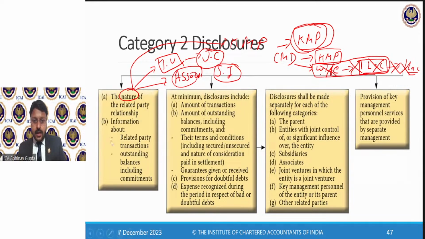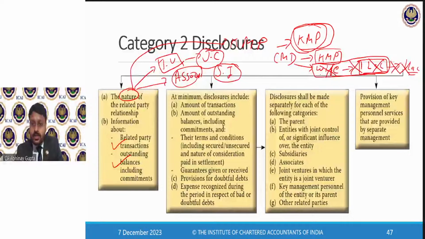And once I see that there are transactions, what exactly needs to be disclosed? The transactions and the balances, right? So what is the nature of the transaction? What is the amount of the transaction? And what is the outstanding balance? That needs to be disclosed.